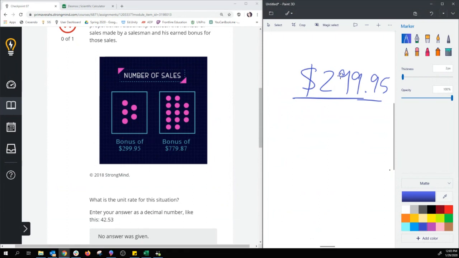So our money goes on top, and if he gets a bonus of $299.95, how many total sales did he make? And yes, Natalie, I am. So how many sales did he make to get that bonus? Based off of the picture. How many pink dots are there?